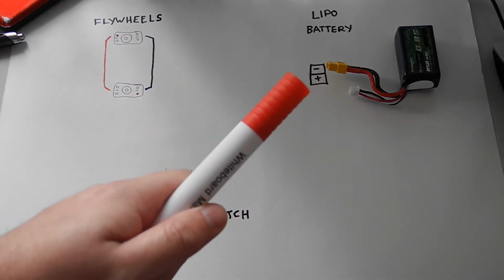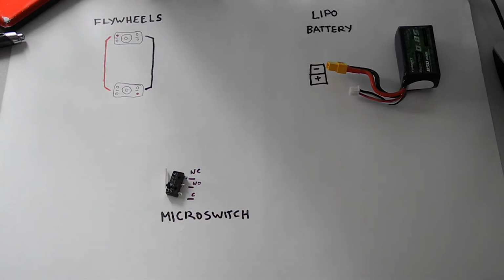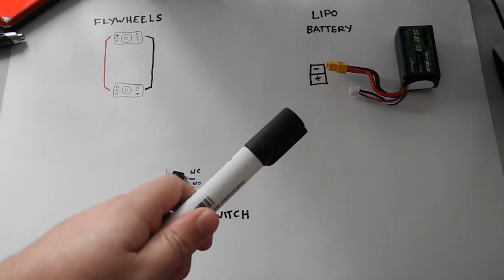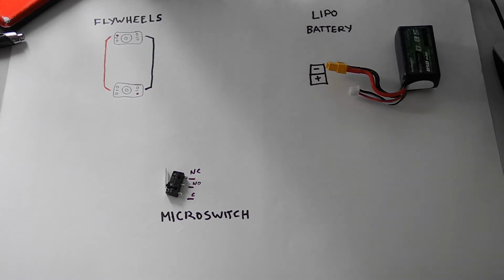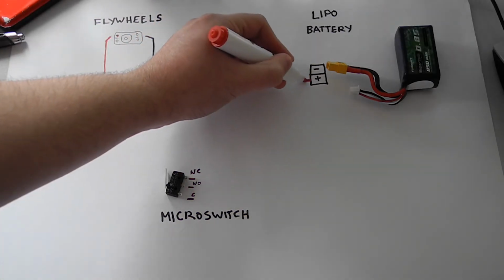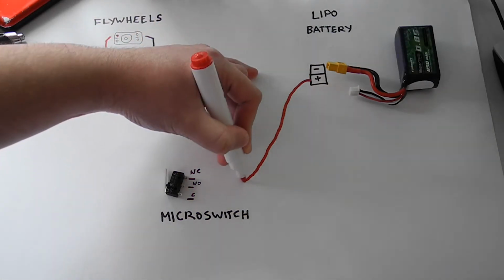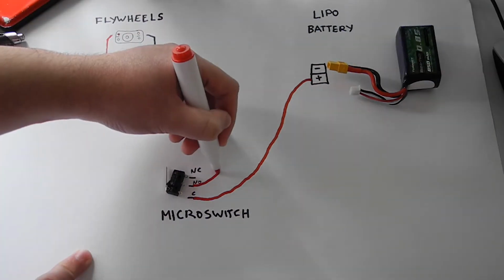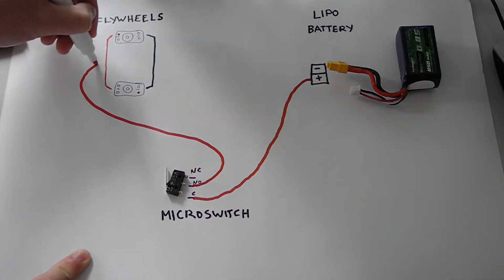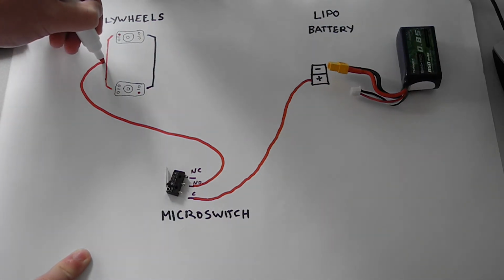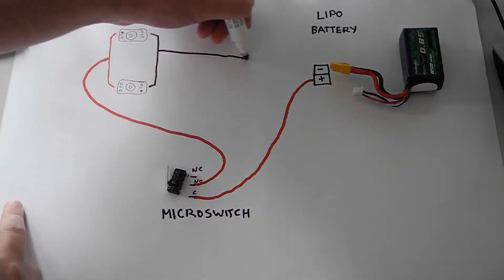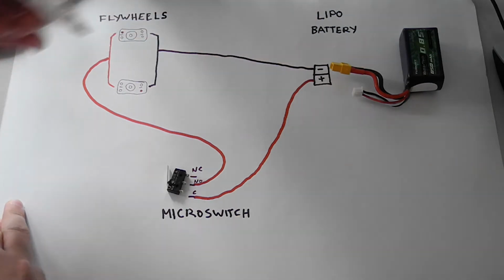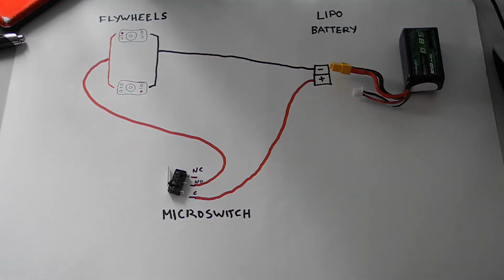I will be using two different markers where red will represent the positive wire and black will represent the negative wire. First, a wire will go from the positive on the battery plug to the common on the rev switch, then the normally open will go to the positive on the flywheels. This switches the flywheels on and off. Our circuit is complete by linking the negative of the flywheels back to the negative on the battery plug.